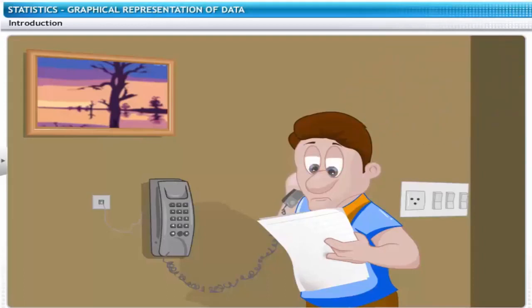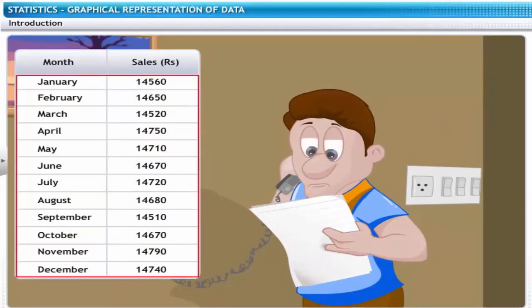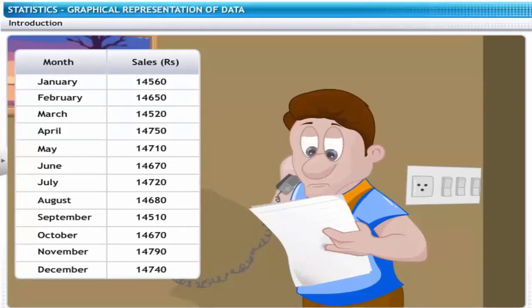You just have 10 seconds to spot the month in which maximum sales were made. Quite difficult, right? If the amount of numerical data is large, interpreting it quickly is difficult. Is there an easier and quicker way to interpret data?